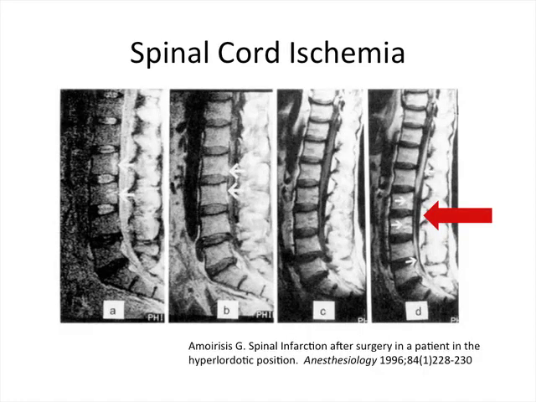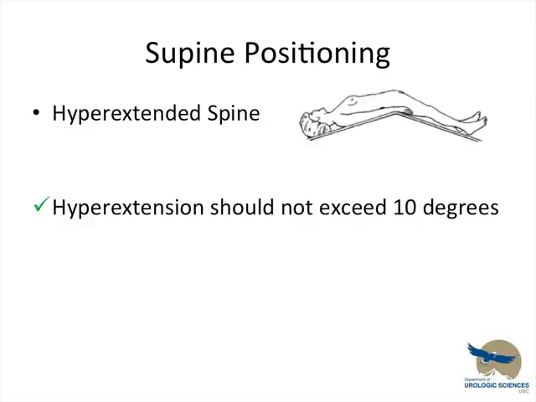This is just a picture of one of the papers that shows the resulting spinal cord ischemia following positioning in the hyperlordotic or extended position. So a real complication of hyperextension. It's suggested that hyperextension shouldn't exceed about 10 degrees, and that's the recommendation by the American College of Anesthesia.